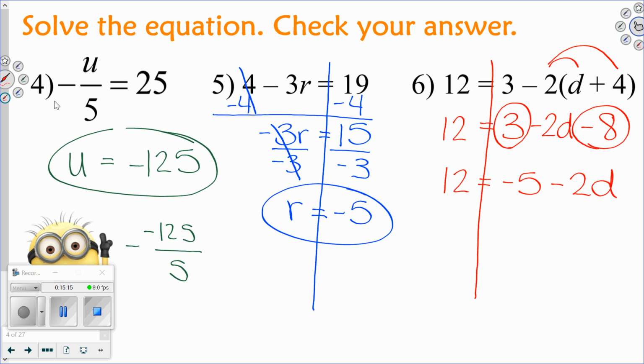All right, next, I'm still trying to get d by itself. Do I get rid of the 5 or the 2? The 5. Instead of minus 5, we will add 5. So we get 17 equals -2d divided by -2.